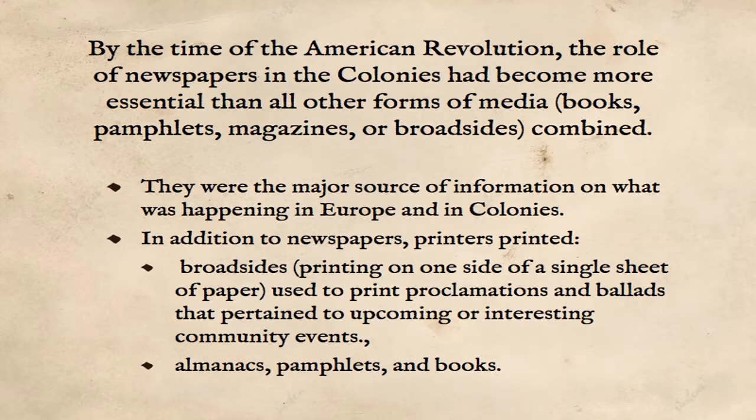Now, by the time the American Revolution started, the role of newspapers in the colonies was more essential than other forms of media at the time. Remember, there were no movies, there was no internet, there were only books, and magazines, which were a little different than what we think of, because printing technology, like we learned in the second lecture, was very rudimentary by that point. But magazines were around, and pamphlets and broadsides were the main sources of media at the time.